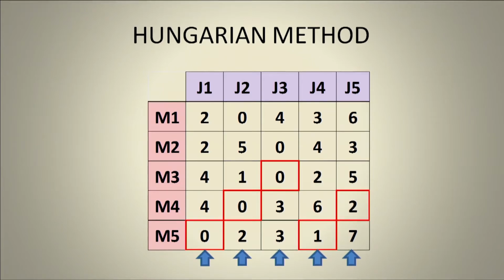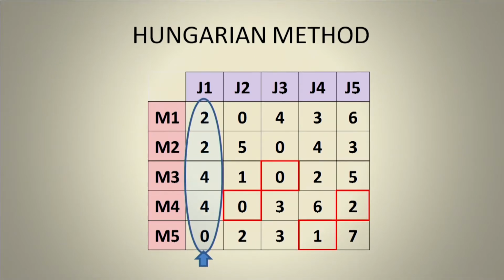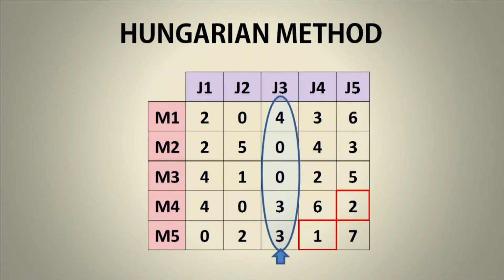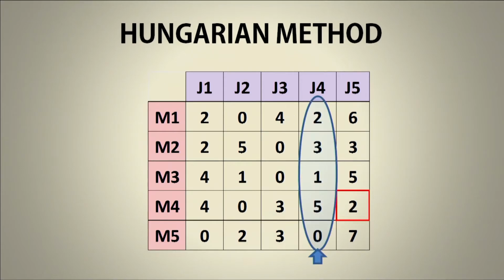Subtracting 0 from all the numbers in the first column, we get. Subtracting 0 from all the numbers in the second column, we get. Subtracting 0 from all the numbers in the third column, we get. Subtracting 1 from all the elements in the fourth column, we get. Subtracting 2 from all the elements in the fifth column, we get. Hence, we have obtained a simplified table for further calculations.